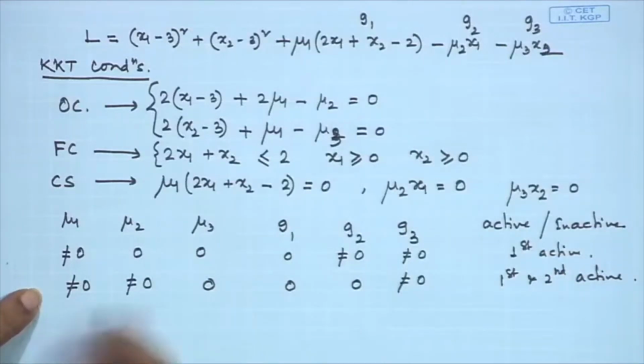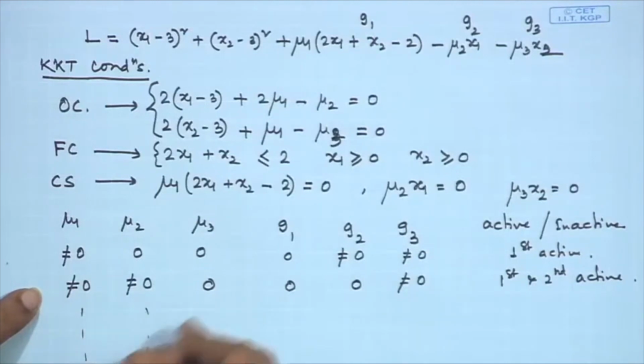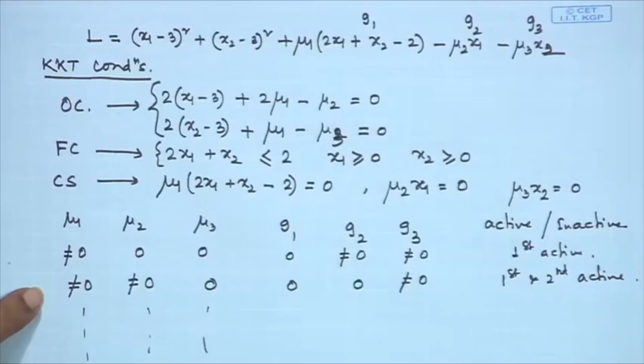In this way, we can have different combinations of mu1, mu2, mu3. Depending on the combinations of mu1, mu2, mu3, whether each is 0 or non-zero, we will get a set of values for x1, x2, x3. What we need to do? We need to find out for the corresponding cases what would be the value of x1, x2, x3. Are these satisfying the KKT conditions? Then we will declare this is a KKT point, otherwise not.